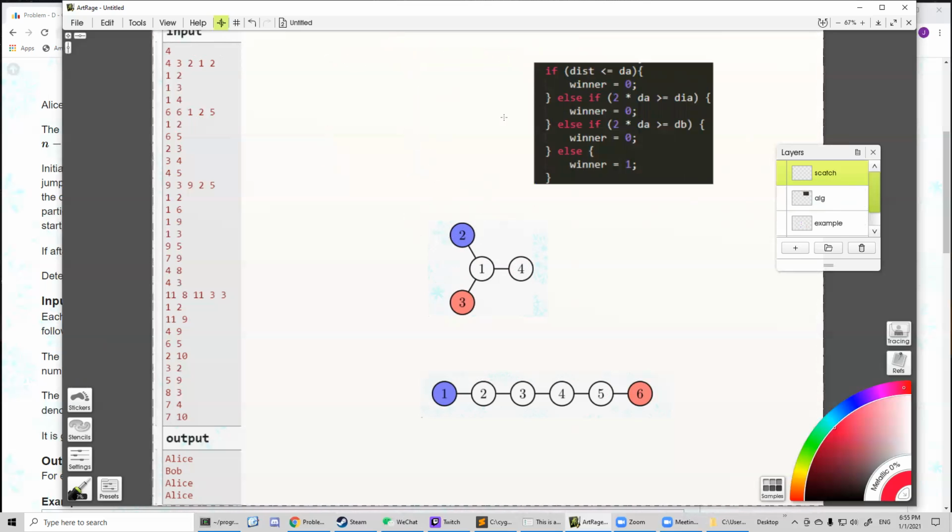So winner equals 0 means Alice wins, right? So if the distance between Alice and Bob is less or equal than dA, then Alice wins. That's the case we already described. And if 2 multiplied by dA is bigger than the diameter of the graph, then Alice wins.